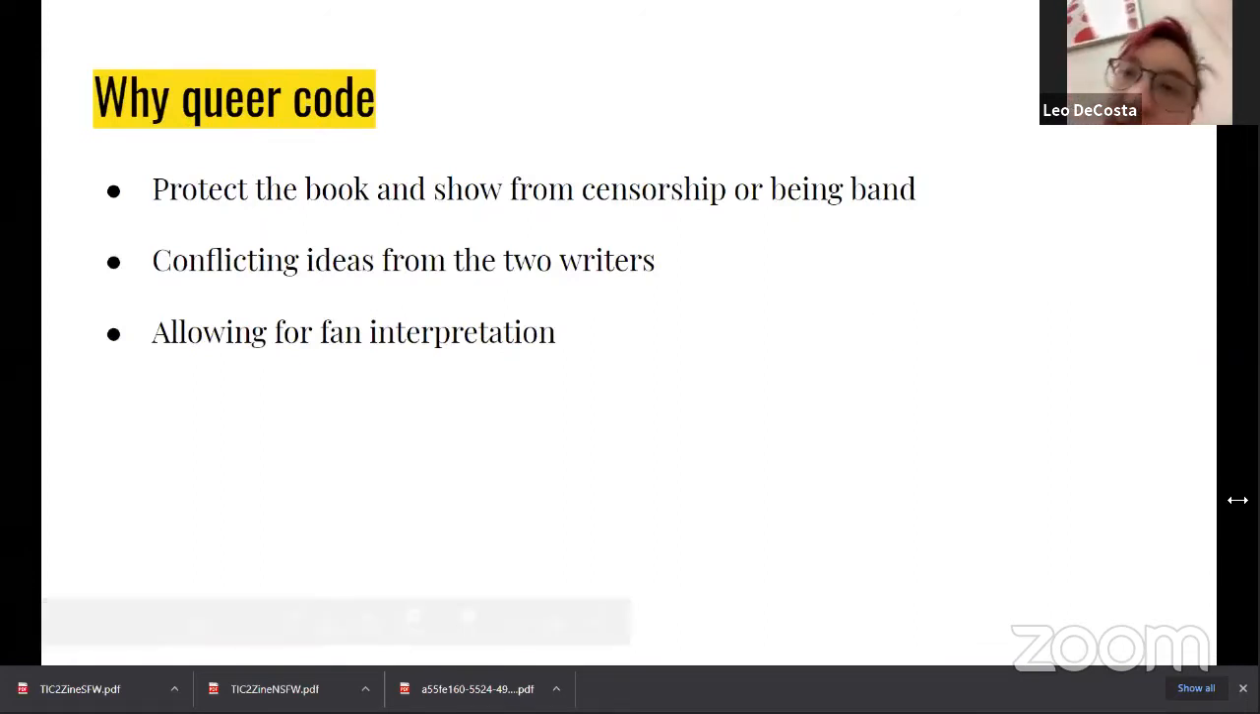So before we come to the conclusion, the question would be, why queer code over explicitly having the two characters be gay? It might have been to protect the book from censorship or being outright banned. Obviously, we know how Neil Gaiman feels about Crowley and Aziraphale's relationship, but we will never know how Terry Pratchett feels. So some of the queer coding might have come from one of them writing them as platonic and one of them writing them as romantic. And then the other reason they might have chosen queer coding, if it was intentional, is to allow for fan interpretation. There's nothing wrong with fan interpretation, especially for LGBTQ plus characters, as people can project their own stories onto the characters. So next slide.